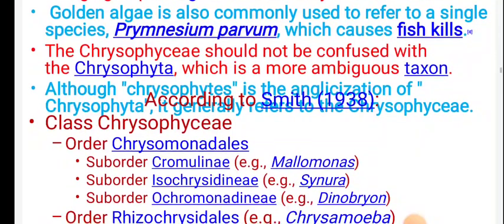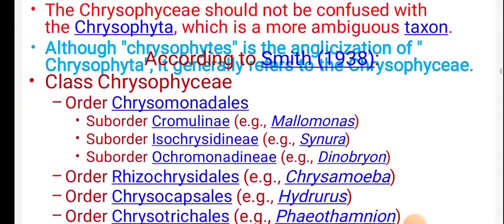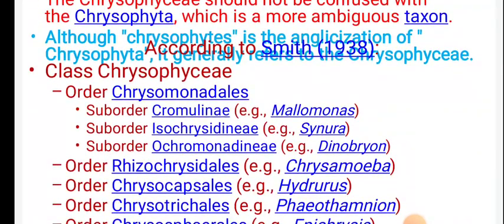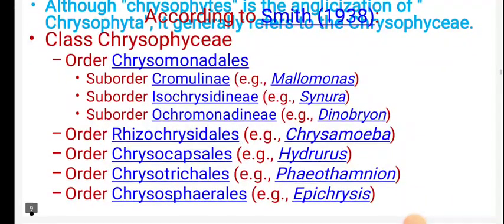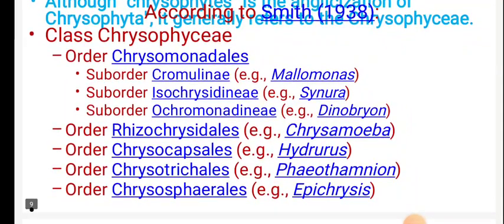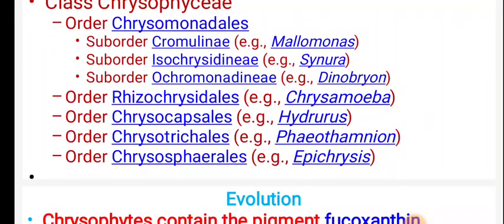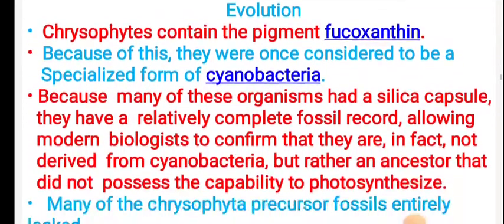Although there are some Chrysophyceae members, according to Smith they are classified under the order Chrysomonadales into three suborders as per genera. The genera are Ochromonas, Synura and Dinobryon. You should remember the names of the genera. Then Chrysamoeba, Hydrurus and Phaeothamnion or Epichrysis are there, right? Then it is an important part in the evolution.